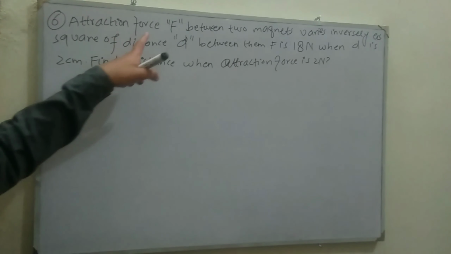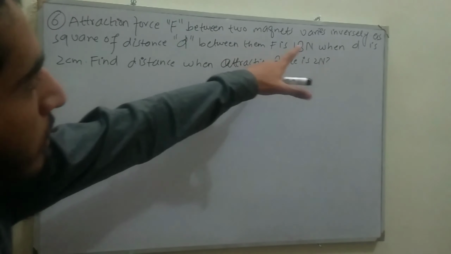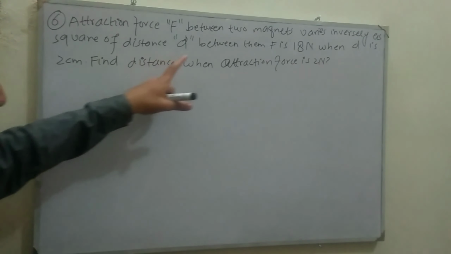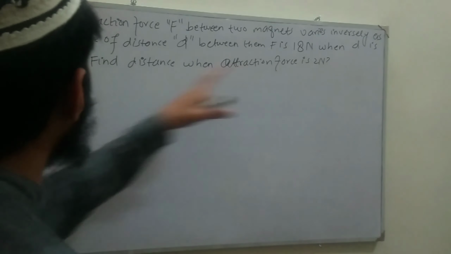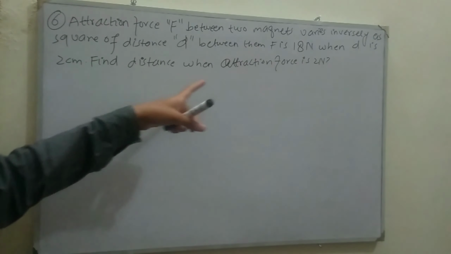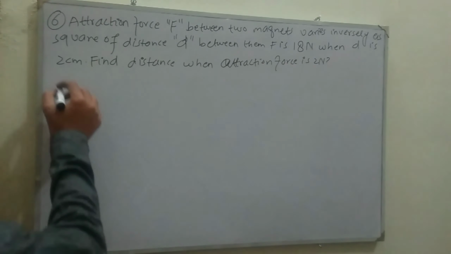Question 6 tells that attraction force F between two magnets varies inversely as the square of the distance d between them. If the force is 18 Newton when the distance is 2 cm, find the distance when the attraction force is 2 Newton. Solution.